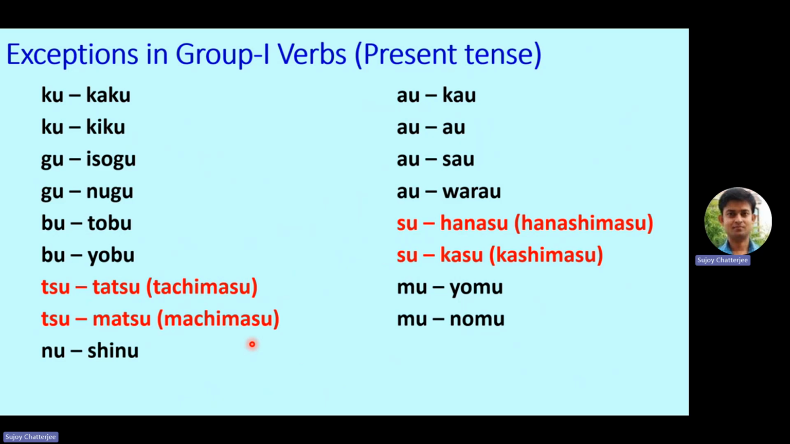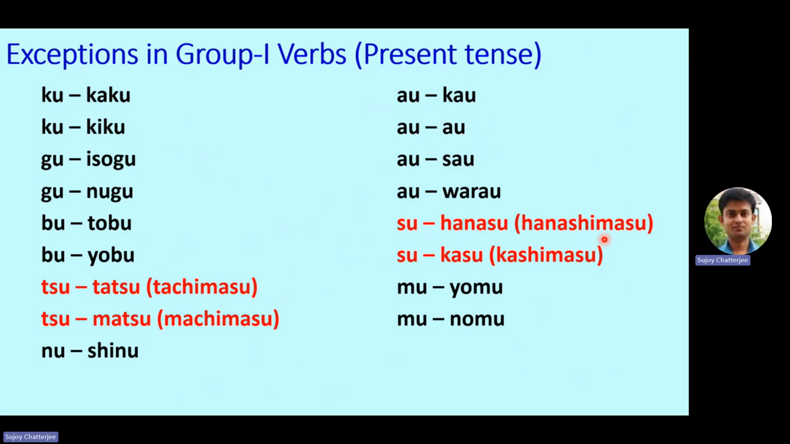And similarly for su, again sa shi su se so. That's why hanasu becomes hanashimas, because we have to take the e form since imas gets added. So the sa becomes shi, because we cannot write hanasimas. It will always be hanashimas. So these are the exceptions in the present tense.